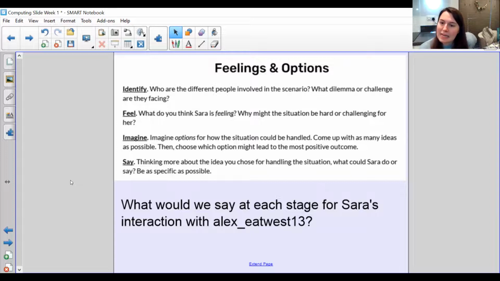So using those 4 stages, I want you to have a go, pause the screen, and think about those 4 stages for Sarah's interaction with Alex. Again, if you need to go back to the screen where I paused it, you can. Identify who are the people involved, what is the dilemma, what do you think Sarah is feeling, why is it challenging, what are the options that Sarah has and which would have the best outcome, and then what should Sarah say? What should she actually say to Alex or say to a family member? There might be a number of people that she would say something to. So pause the screen and have a go at answering those 4 questions.